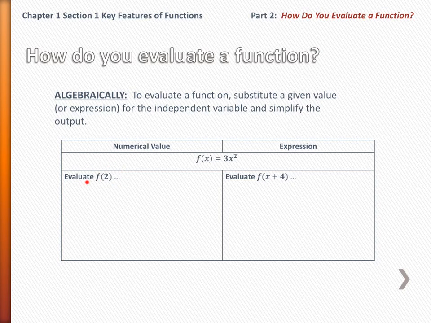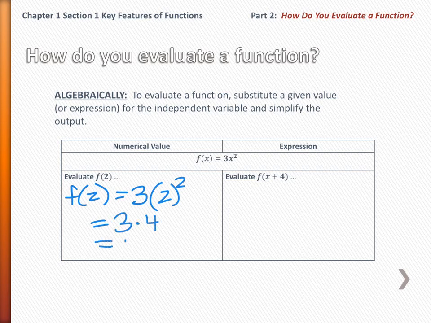And so if we look at a numerical evaluation, f of 2, anywhere you have an x in your function, we're going to replace it with the number 2, and we're going to look at what the output would be. So here I would say f of 2 equals 3 times 2 squared. We have to use order of operations and do the exponents before the multiplication, so we have 3 times 4, or 12. So at an input of 2, the output would equal 12.